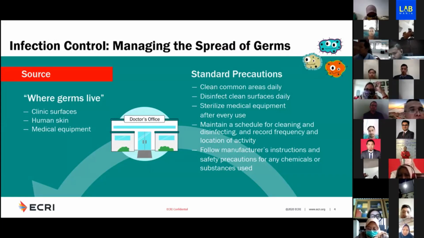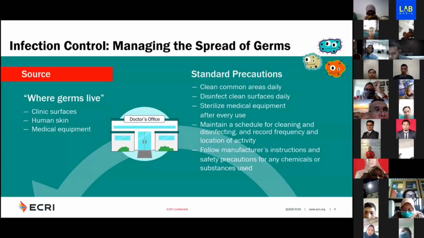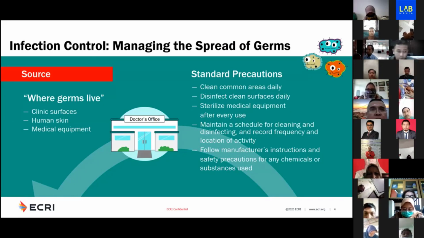Before we look at medical device, we also want to look at generally when we manage the spread of germs. Okay, germs from bacteria or virus or other pathogen. How we look at managing the spread? So we call it controlling the infection. So one of the first areas we should look at is sources. Where can this virus, bacteria live?